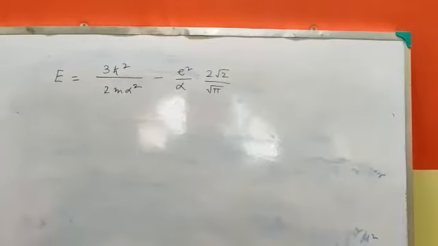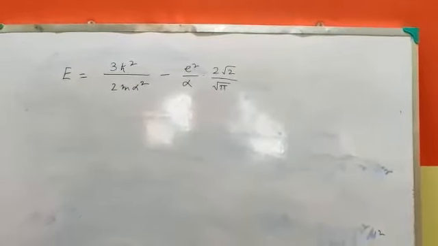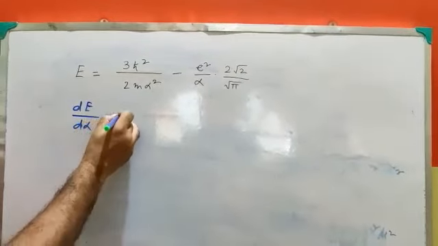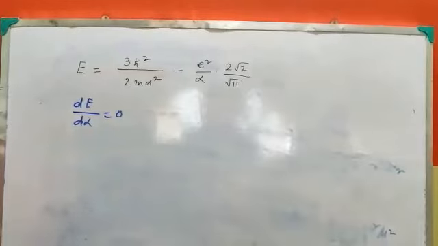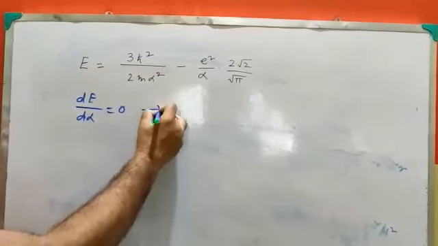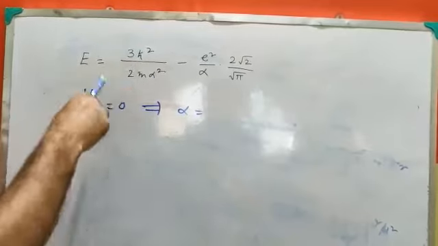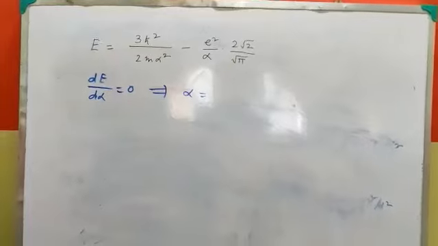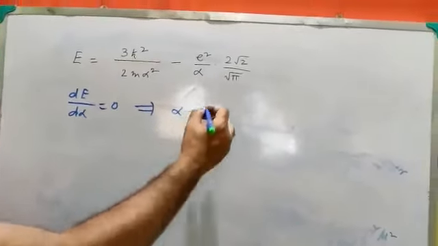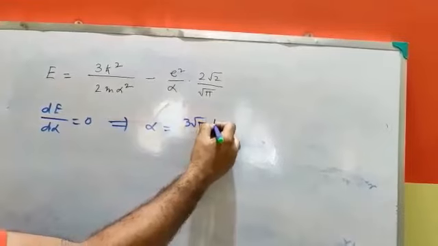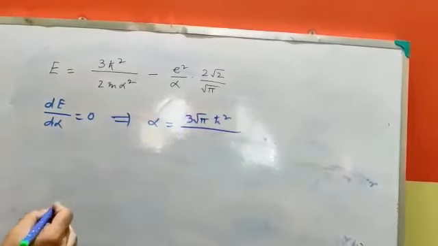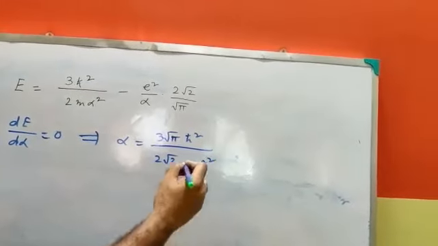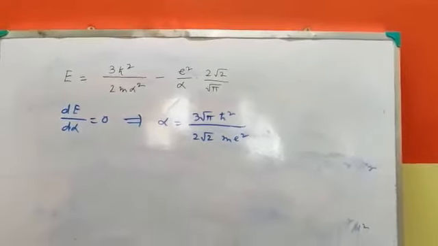So our next task is to minimize energy with respect to alpha. So putting the condition dE by d alpha is equal to 0, one can get a value of alpha. You have to just differentiate the energy expression with respect to alpha. Putting that equal to 0, you will get a value of alpha like 3 root pi h cross square by 2 root 2 m e square.